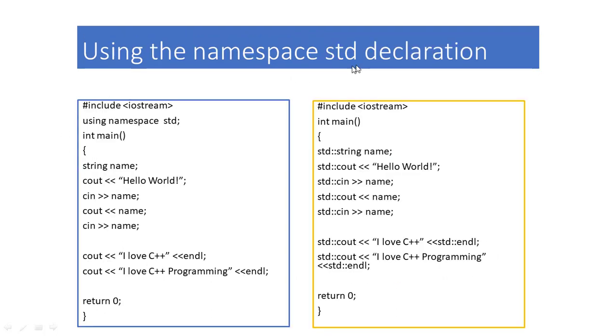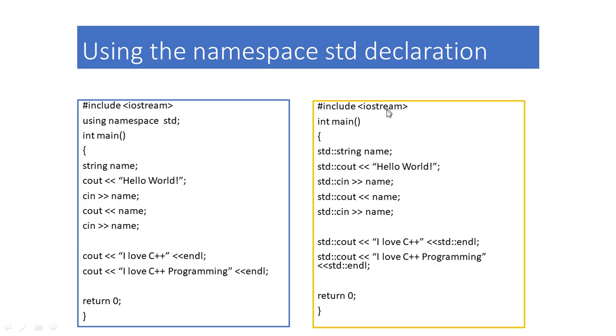Now, using namespace standard declaration, we have two files here. They are for the same program, but here we say include iostream using namespace standard. So all these objects we are using here, cout, cin, endline, are all part of the standard namespace. So everything will work perfectly well in this case. With this one, it will also work perfectly well.